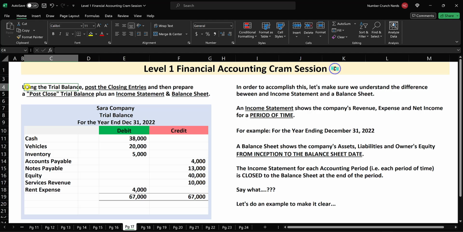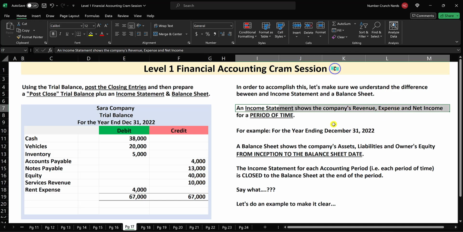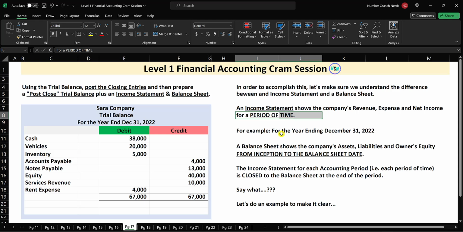Okay, using the trial balance, post the closing entries and then prepare a post-close trial balance plus an income statement and balance sheet. In order to accomplish this, let's make sure we understand the difference between an income statement and a balance sheet. An income statement shows the company's revenue, expense, and net income for a period of time, for example, for the year ending December 31st, 2022. A balance sheet shows the company's assets, liabilities, and owner's equity from inception to the balance sheet date.